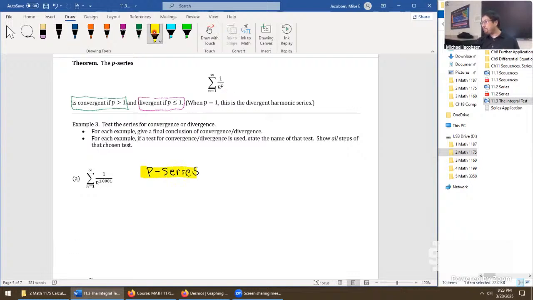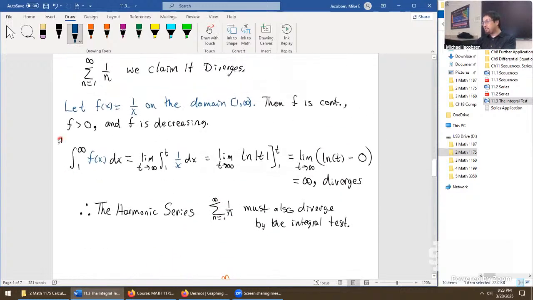And even though I didn't say P-series test, you've implied the name of the test we are using. So that qualifies for this part right here. You absolutely have to show all steps of that chosen test. But the steps you actually show depend on the test. If it's an integral test, you have to show all of this.